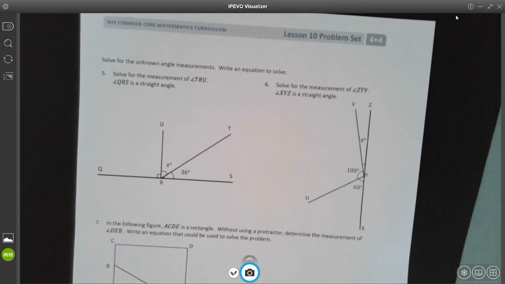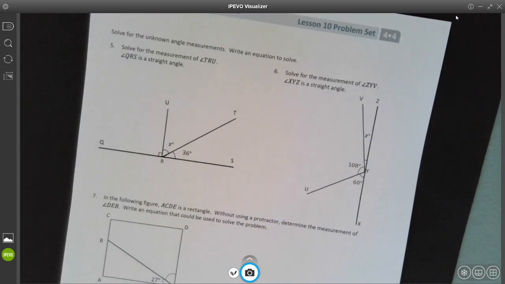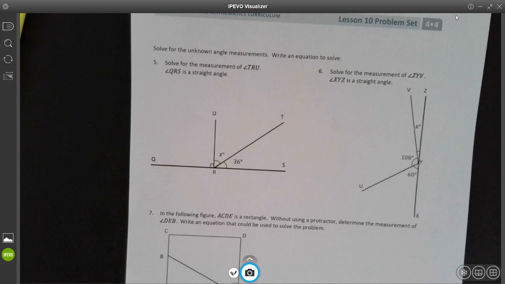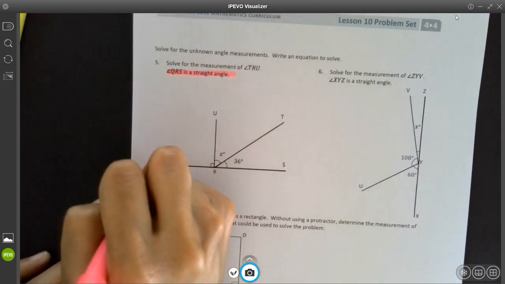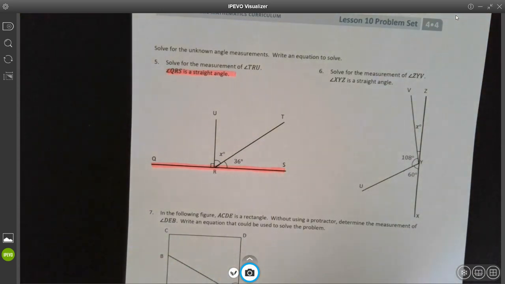Now these are a little bit different, this we didn't have in the slideshow. Now we have 3 adjacent angles, and we're going to figure out the missing angles. Solve for the unknown angle measurements. Write an equation to solve. So number 5, solve the measurement of angle TRU. Angle QRS is a straight angle. I used pink. So I'm going to color code pink to remind myself that this is going to be 180 degrees. The pink signifies that.